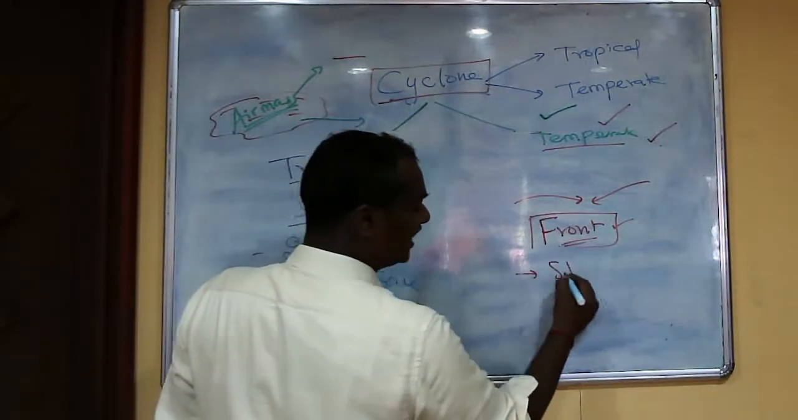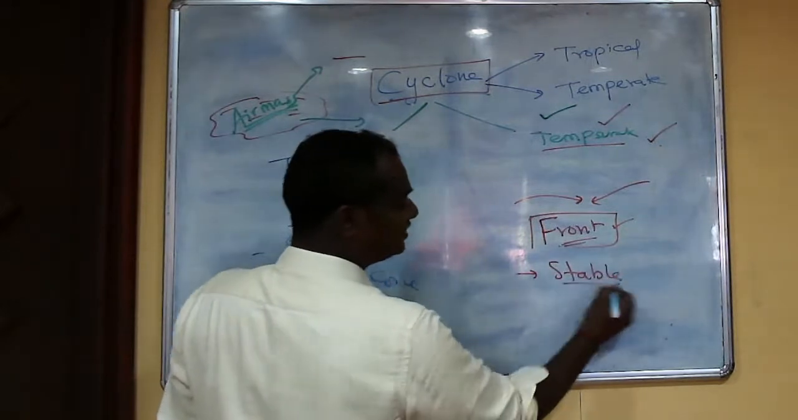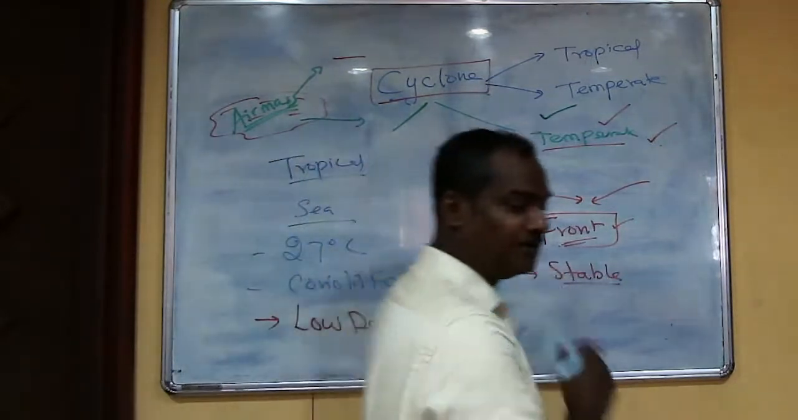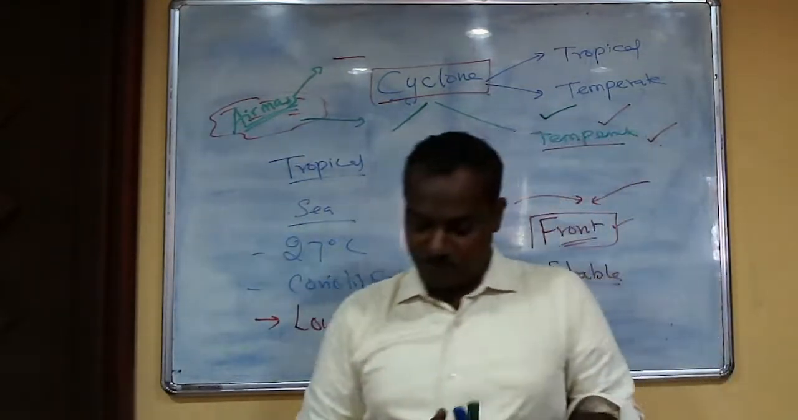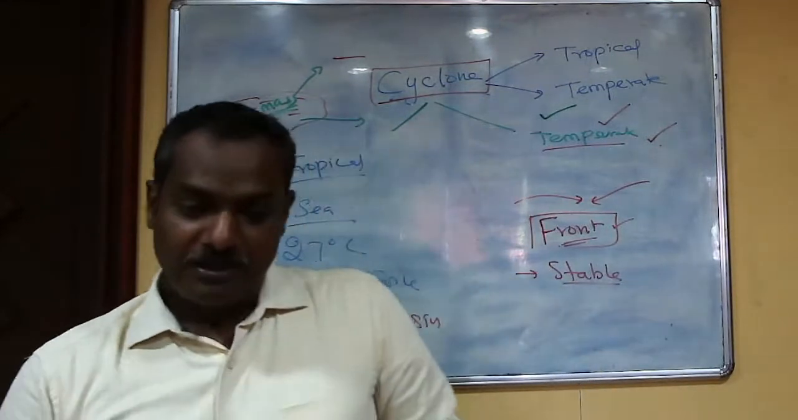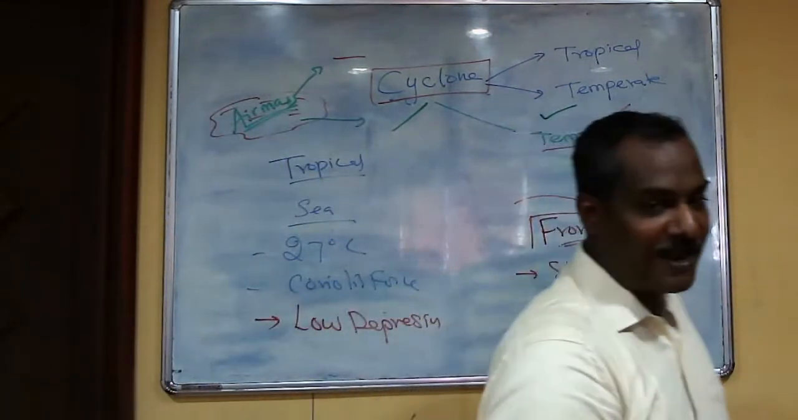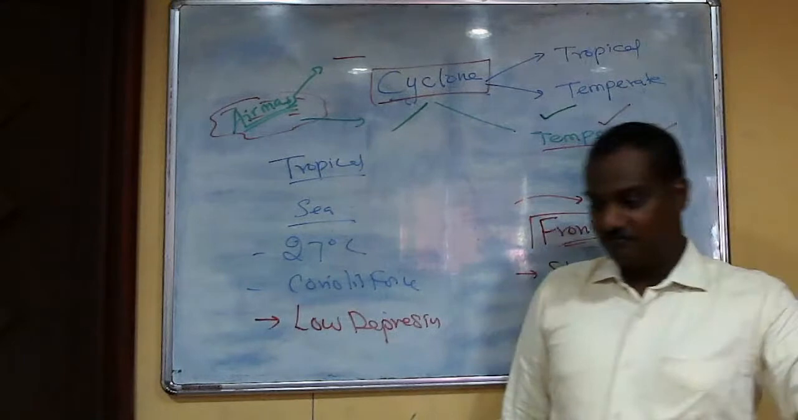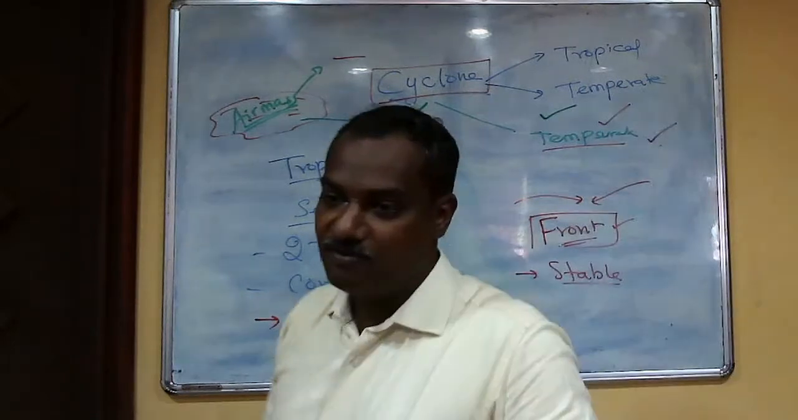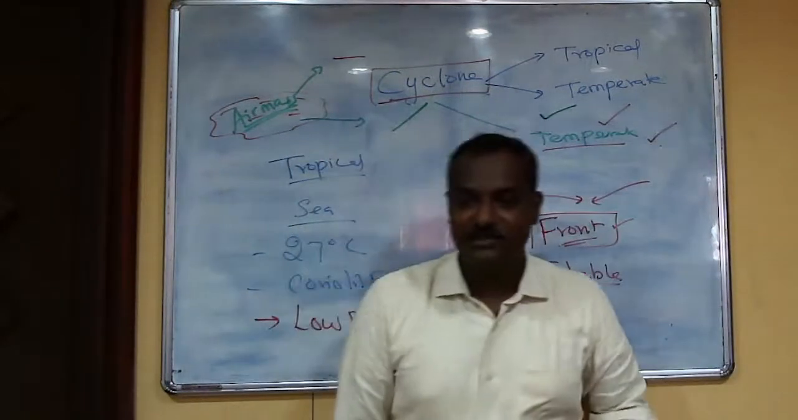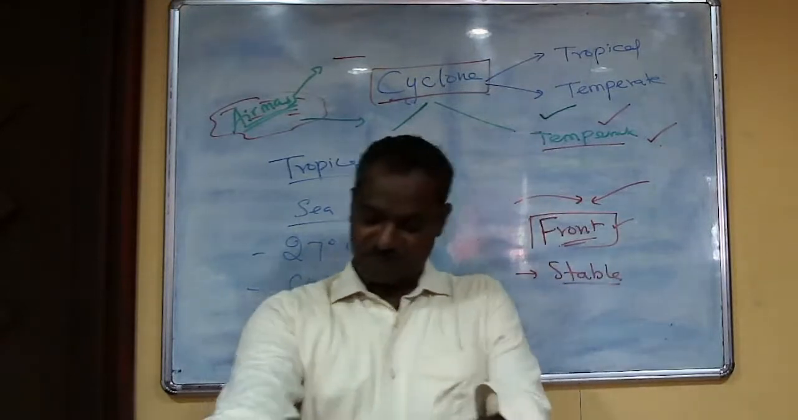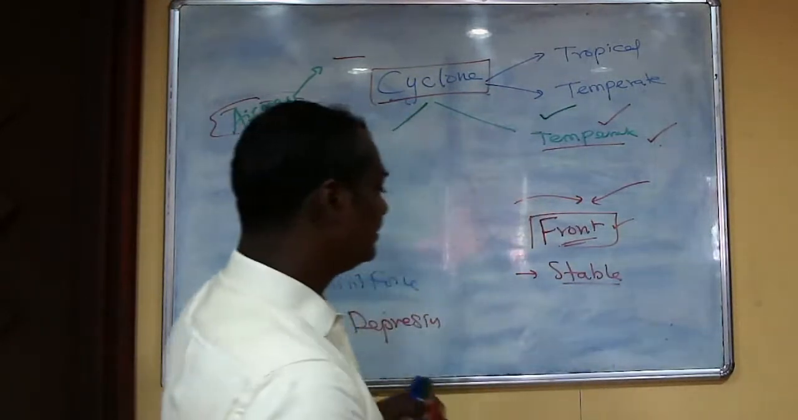It is most stable. That means once the temperate cyclone is formed, it will not vanish. It will not be destroyed. It will be stable for months, one month, two months. The cyclone will be there itself.